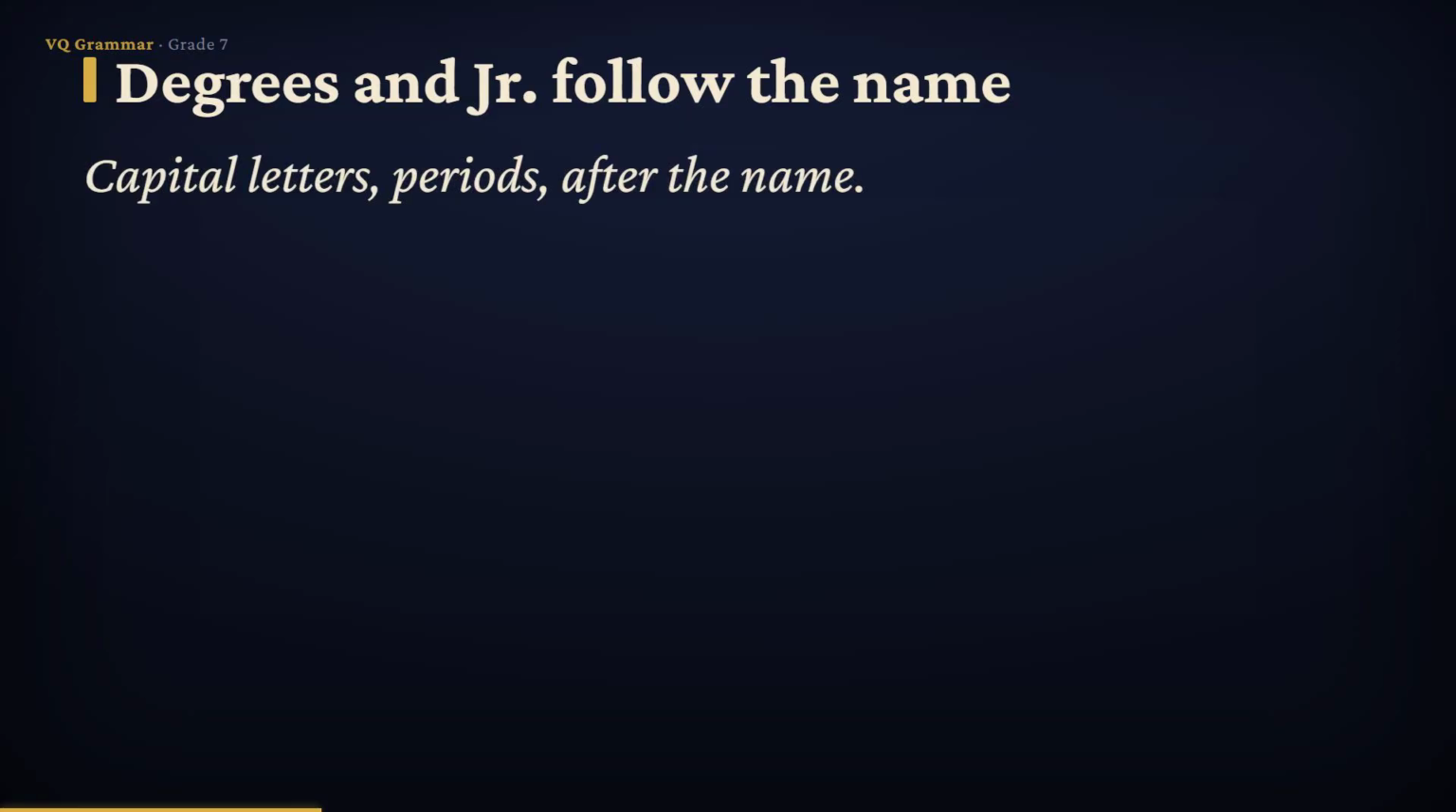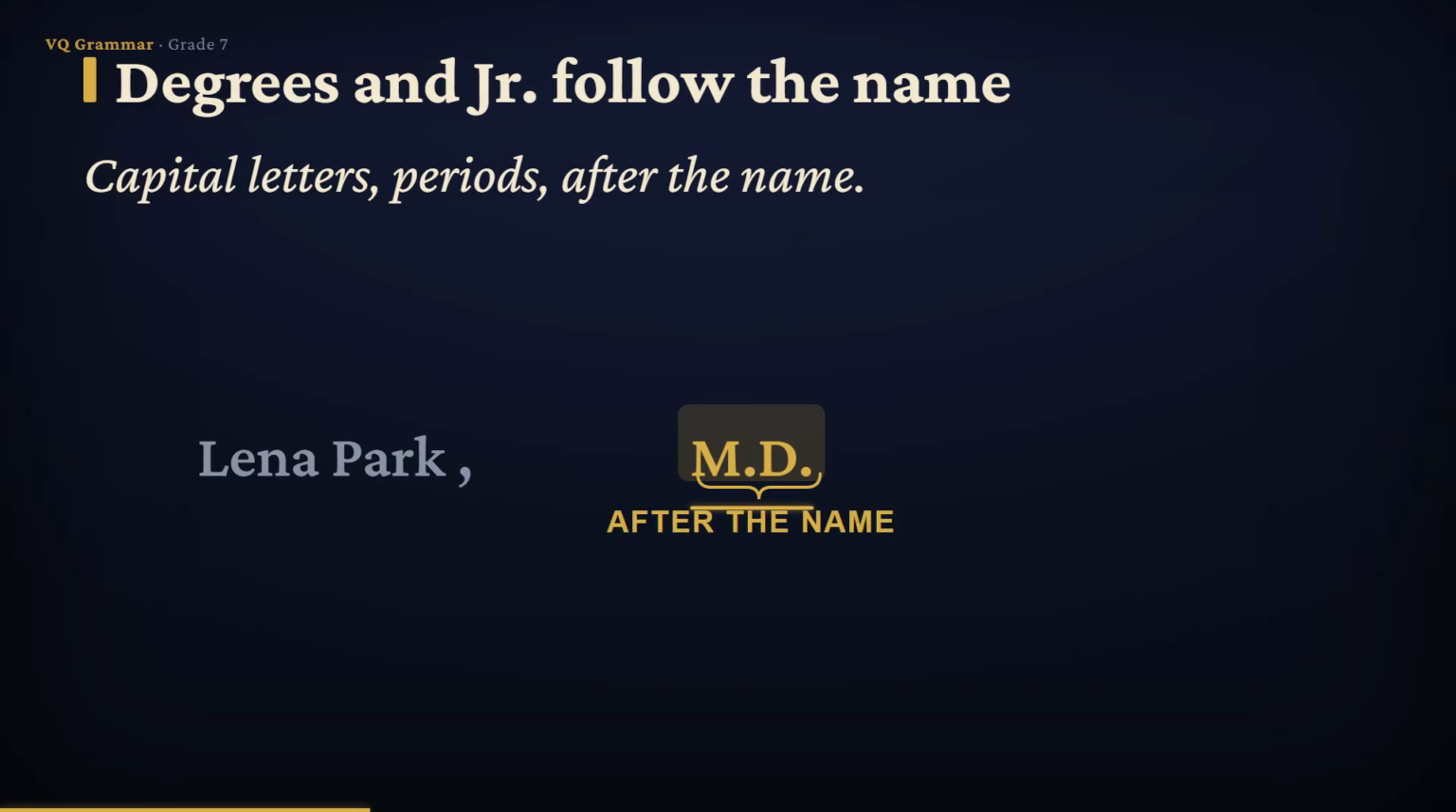Some short forms come after the name instead of before it, and they still take periods. Degrees are the classic case. Imagine a school nurse listed as Lena Park, MD. Those capital letters stand for her medical degree, and they're written with periods right after her name. The same pattern holds for PhD, the degree a professor might carry, and for junior, the abbreviation we add when a son shares his father's name, as in Sam Lee Jr. Each of these follows the name, wears capital letters, and keeps its periods.